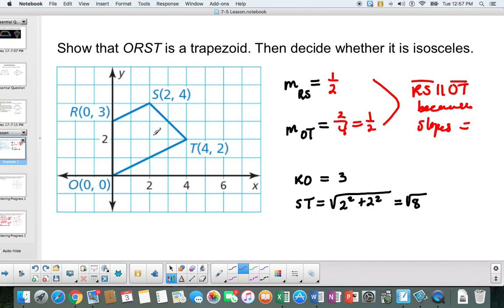Now I'm going to find the distance of this leg, which is 3, and I'm going to find the distance of this leg using the distance formula, and that's √8. Notice they're not the same, so this is not an isosceles trapezoid, but it is a trapezoid. So ORST is a trapezoid.